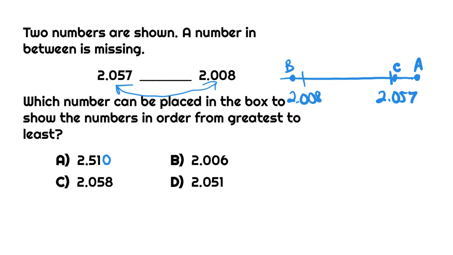Answer choice D, 2 and 51 thousandths. 51 thousandths. We have 8 thousandths, we have 57. 51 is between 8 and 57, and so D would be maybe right about there. And so which one is in between our two numbers, between here and here? We have answer choice D.